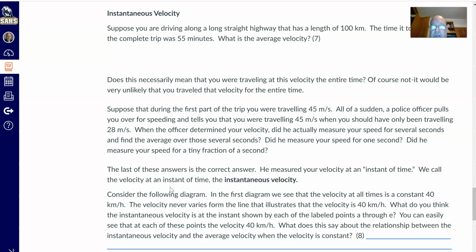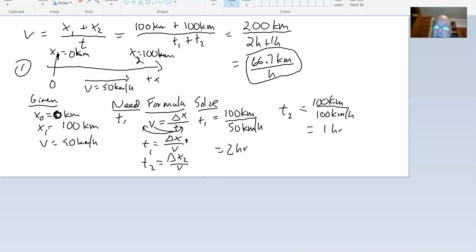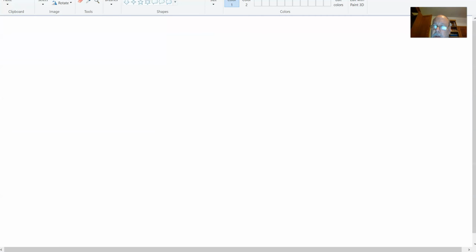Okay, so all we really need to do, and let me just go to a blank space here. Remember, we know that velocity equals change in position divided by time. And our change in position was, and I don't really need to go through the whole process for this, the change in position was 100 kilometers. We went 100 kilometers, right? Our initial position was 0. Our final position was 100 kilometers. We went 100 kilometers in 55 minutes.